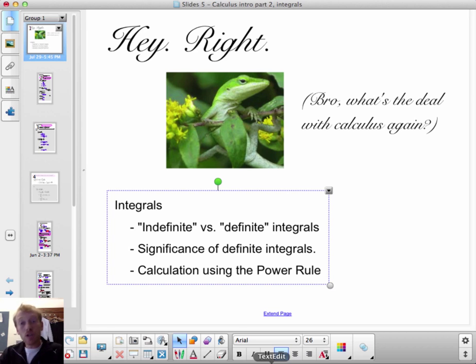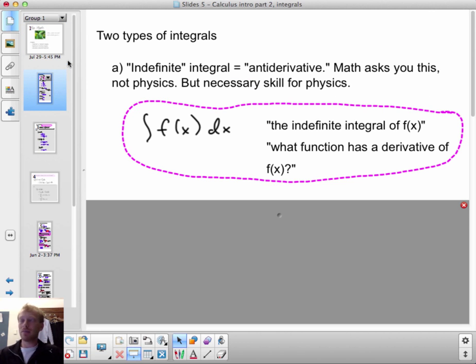So this is part 2 of our introduction to calculus for the purpose of AP Physics C. I'll be talking briefly about integrals and what they are and how to calculate them. And the structure will be fairly similar to what we did for derivatives. Although one departure from the way we talk about derivatives is that there are actually two types of integrals, or two ways that we use the word integral.